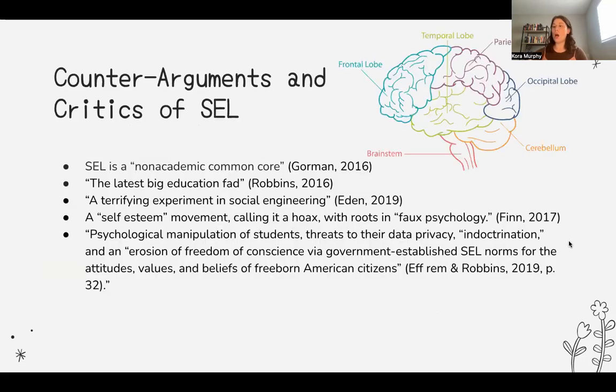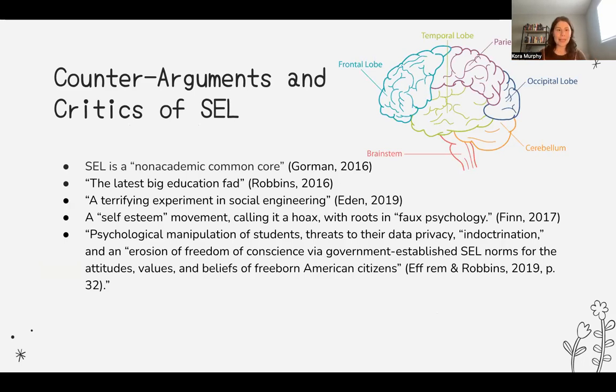Okay. All right. Unfortunately, we do have to talk about counter arguments. It is important to kind of see the other perspective and then talk about, well, what can we do to kind of help change these minds of people that feel this way? So there's all these ideas that it's a non-academic common core, that it's a fad in education.